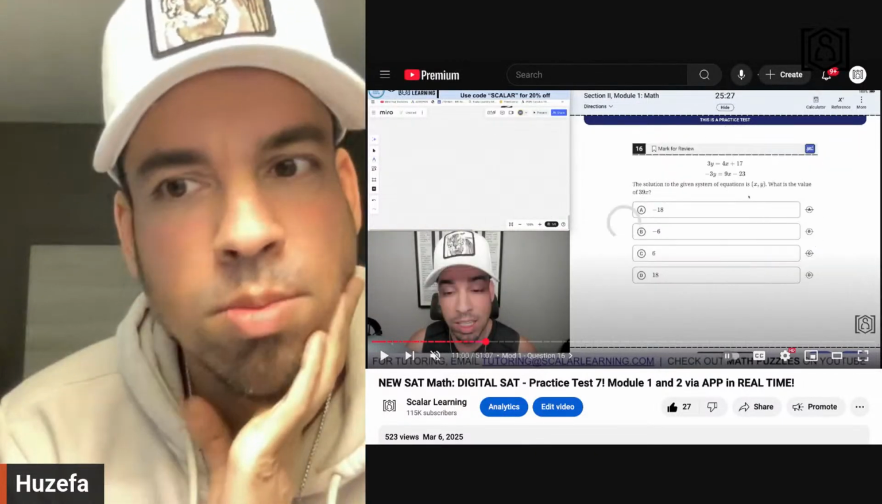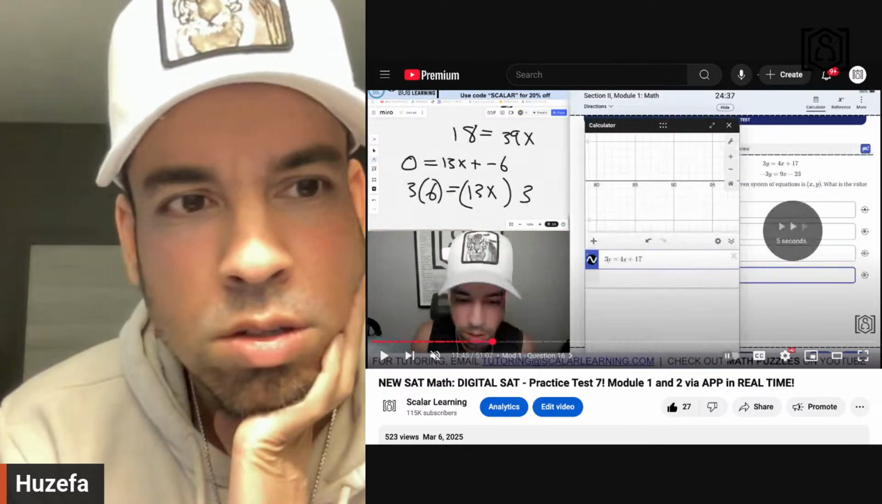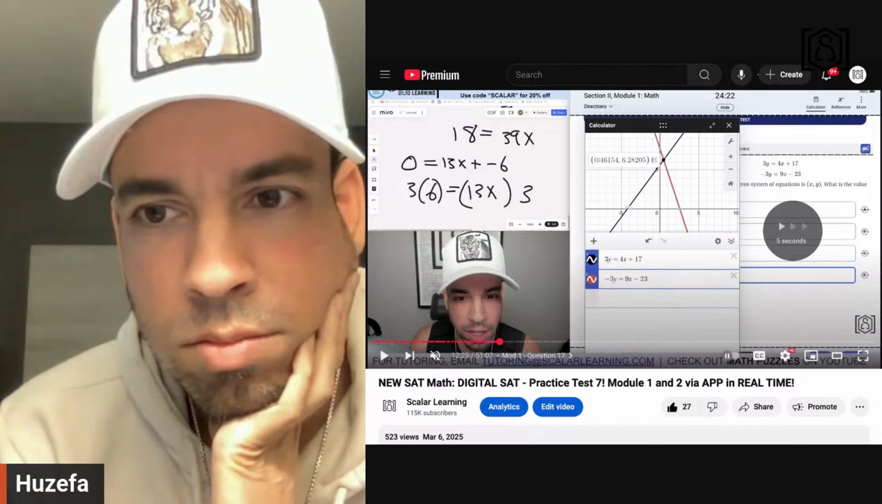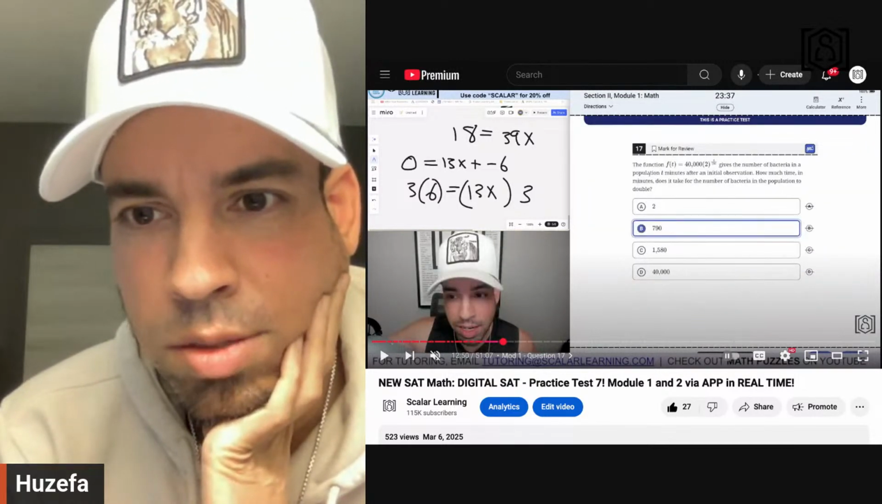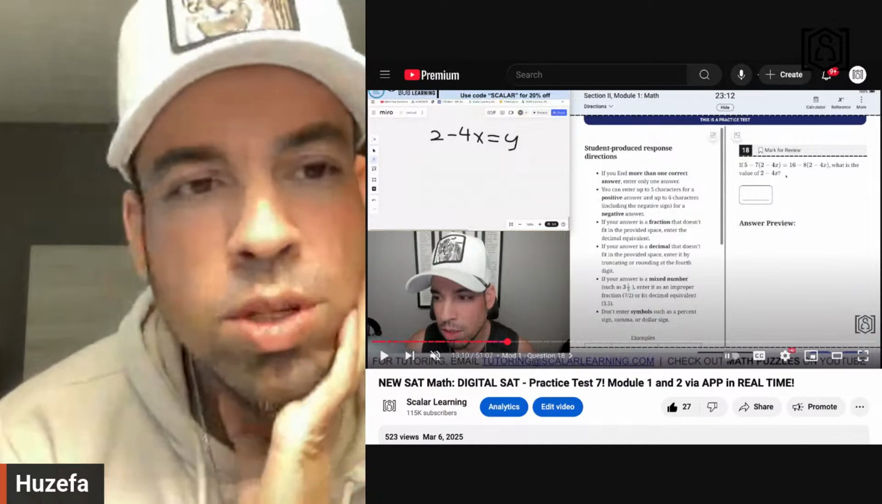This is classic system of equations. Not going to focus on this. Moving along here. That's a pretty standard exponential. Yeah, this one is worth talking about.